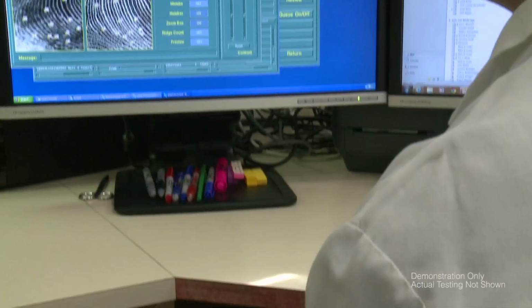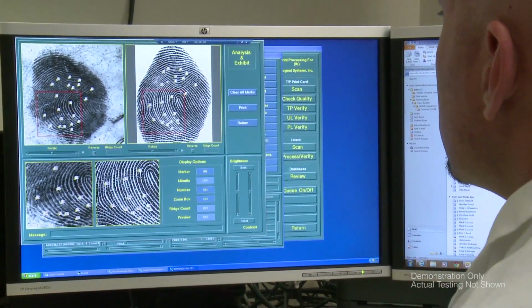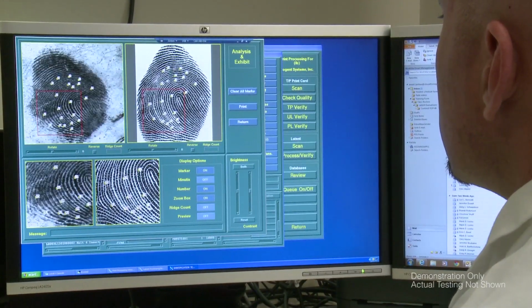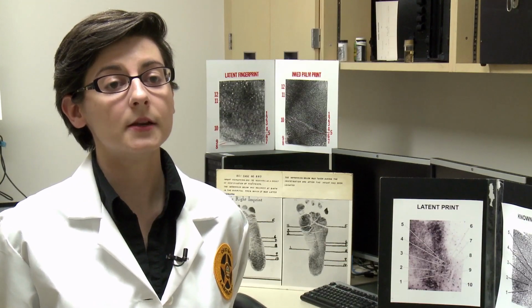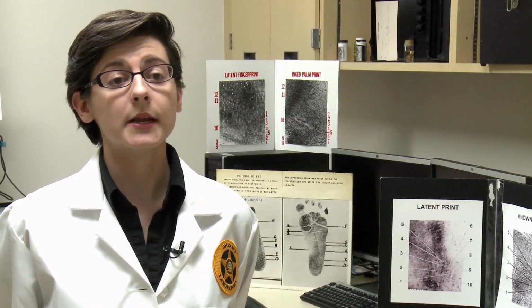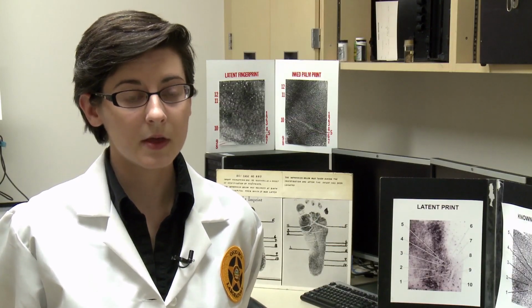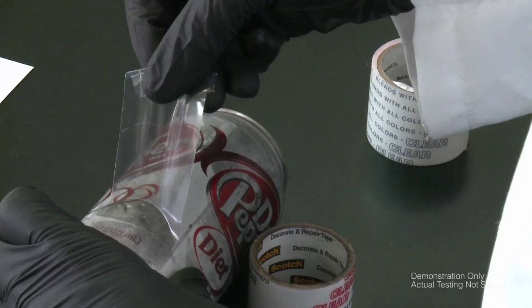Once a print is determined to be sufficient or able to be identified, we will compare it to any finger or palm print cards either we have on file or are submitted to us. If that print is still unidentified, if it's good enough, we'll search it through the Automated Fingerprint Identification System, or AFIS. AFIS will give the scientist a list of 20 candidates for them to compare. Computer's not making the identification, the scientist is.